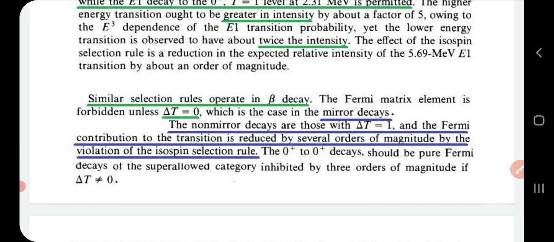Now a similar selection rule applies for beta decay also. There is a decay called mirror decay, and in such decays the transition is forbidden unless delta T equal to 0. Such decays are mirror decays, whereas non-mirror decays are those with delta T equal to 1, and the Fermi contribution to the transition is reduced by several orders of magnitude by the violation of the isospin selection rule. So that distinguishes between mirror decay and non-mirror decay. That is a probable question.